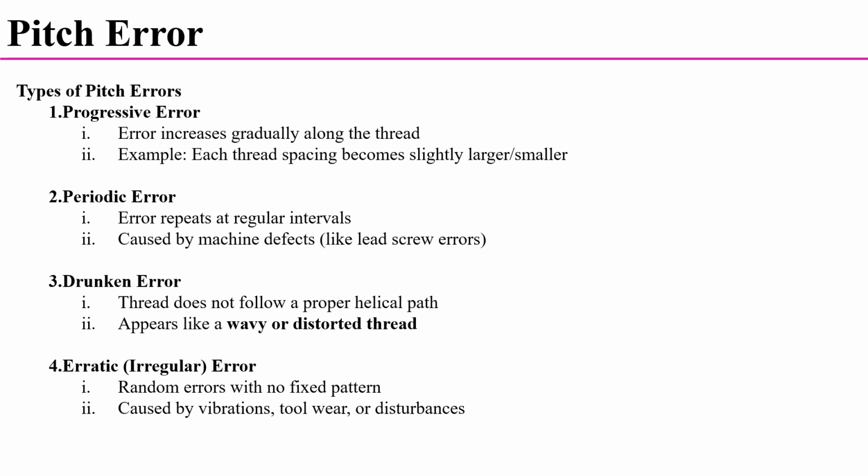And the next one is the drunken error. In the drunken error, the threads do not follow a proper helical path. So drunken error appears like a wavy or distorted thread. And the last type of pitch error is the erratic error. This erratic or irregular error is a random error with no fixed pattern. In general, it is caused by vibrations, tool wear, or some disturbances.